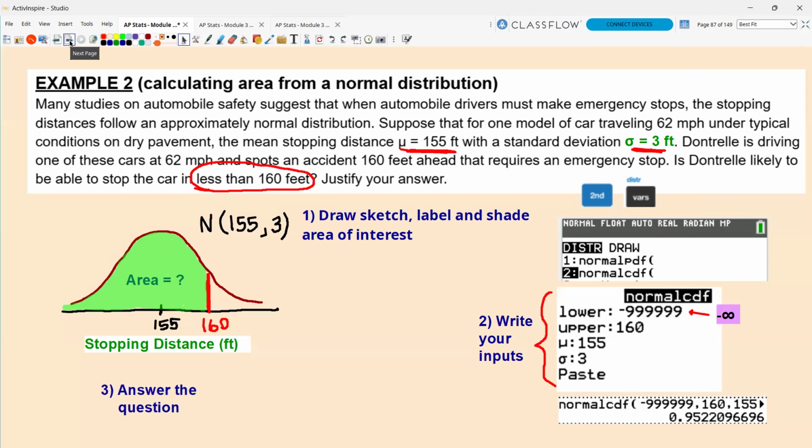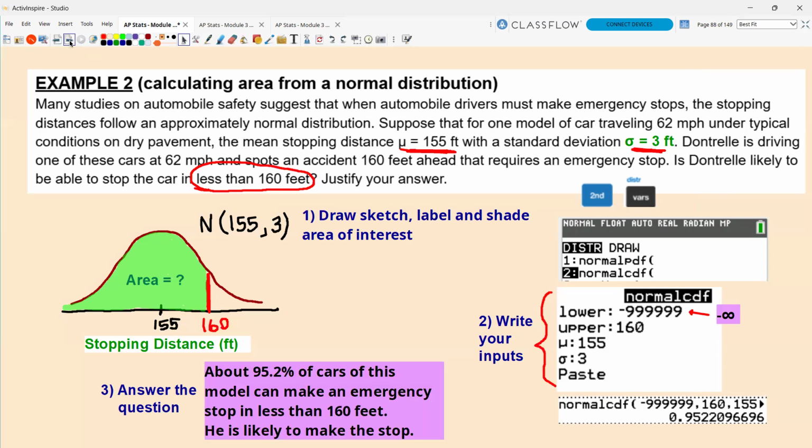Then you're going to answer the question. Once you have your value, we have approximately 95.2% of cars of this make and model making an emergency stop in less than 160 feet. The question says, is Dontrell likely to be able to stop the car in less than 160 feet? That's a pretty strong likelihood of that happening. So he most likely will stop the car because 95.2% of the time that car stops.